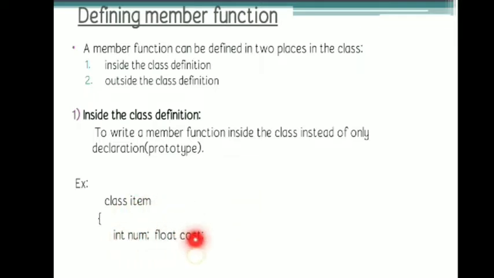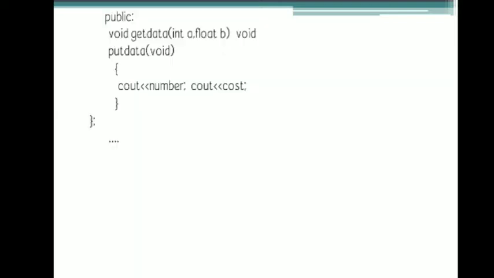So the item can have a number and a cost. These two are data members, and here we are using two member functions, one is getdata, another one putdata. Here we have given the definition inside the class, that is, putdata is a member function. Within this no parameter is used, so we have given the type void.